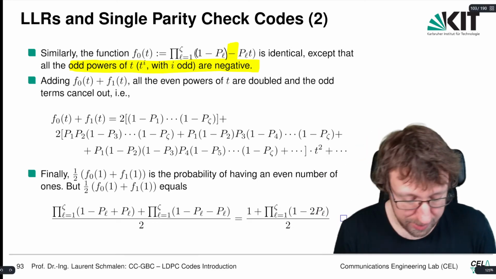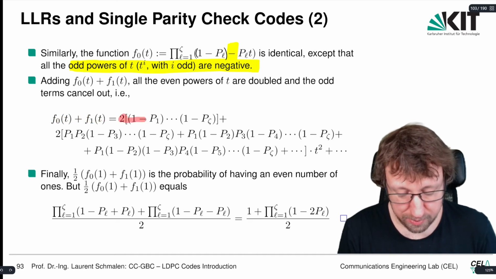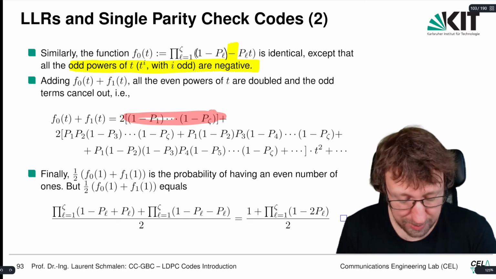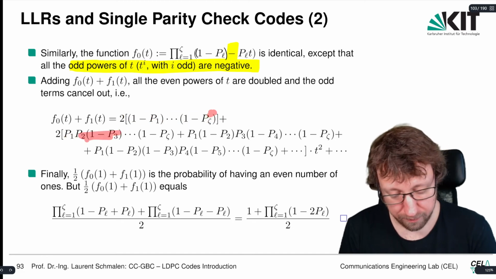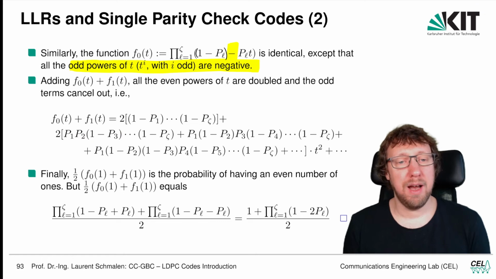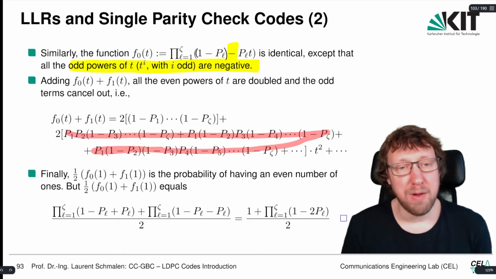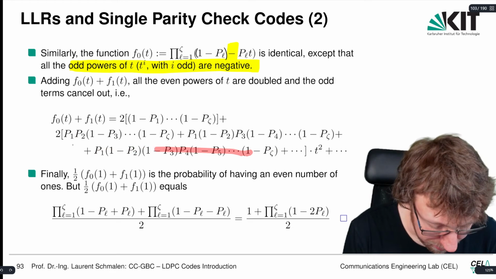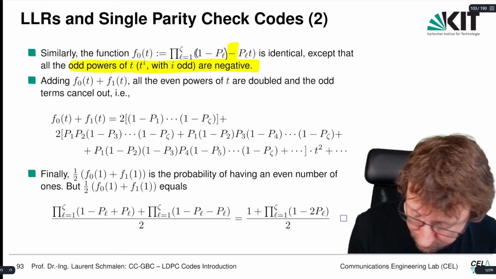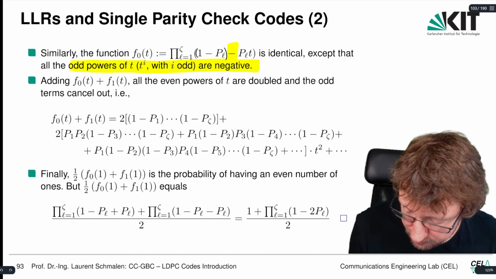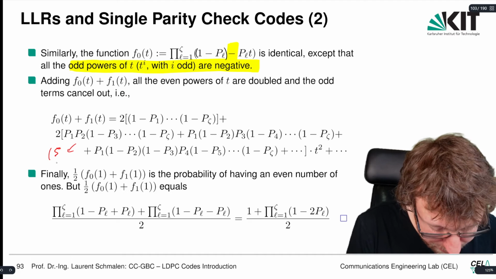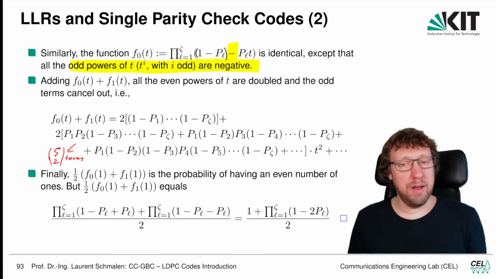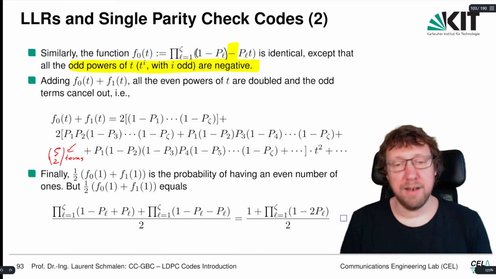So essentially f0 plus f1 of t is 2 times this term, which is the probability that we have 0 ones in our sequence, plus 2 times p1, p2, 1 minus p3, and so on. So this is the probability that we have 2 ones in our sequence. The number of terms in the sum is theta choose 2, times t squared and so on.